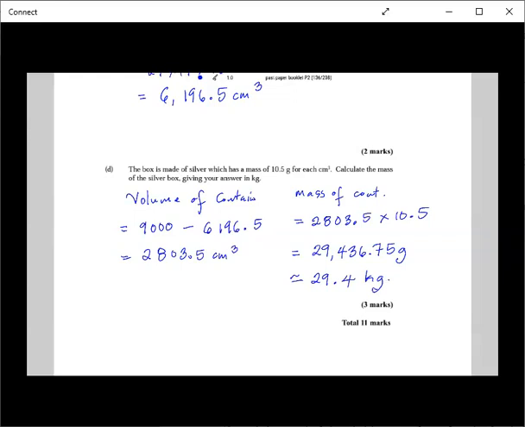How did I get the 29.4? I had to divide the 29,436.75 by 1,000. Why by 1,000? Because it is 1,000 grams that is equal to a kilogram. All right? And that's the end of the question.